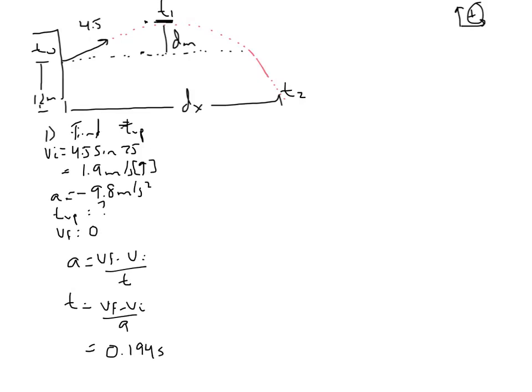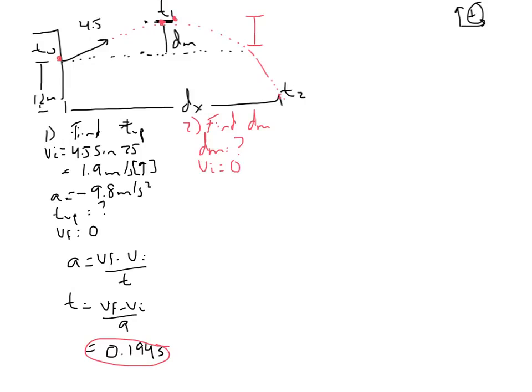And once we've put in our numbers, we get 0.194 seconds. So again, that means for the ball to go up to its peak, so to travel from here to here, it's going to take 0.194 seconds. Okay. Now the second part, let's find dm, because the next component is going to be able to find the time to go from time 1 to time 2. So we need to know that distance so we can add it to the 12. Right? It should make sense.